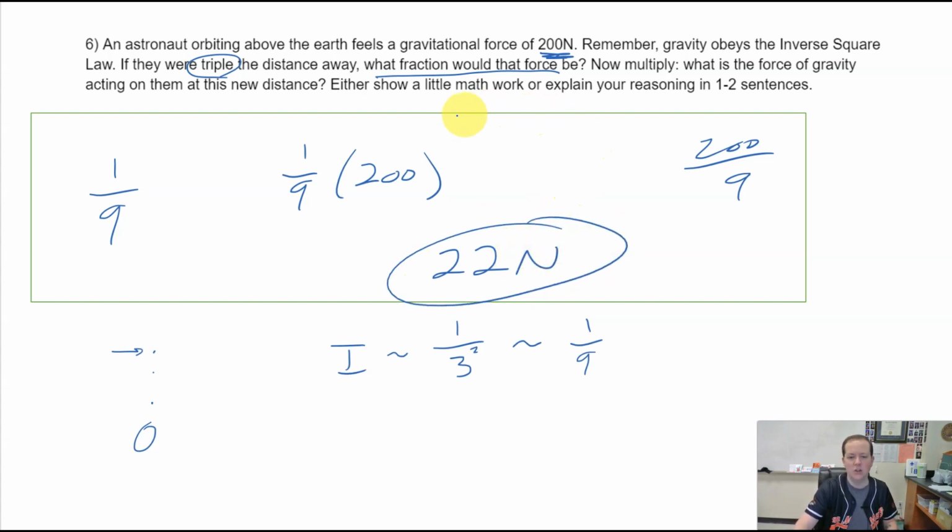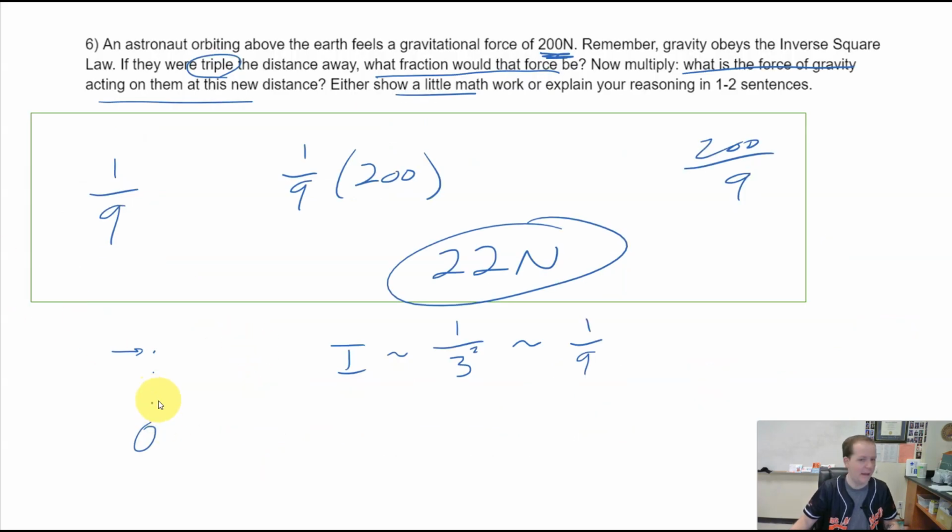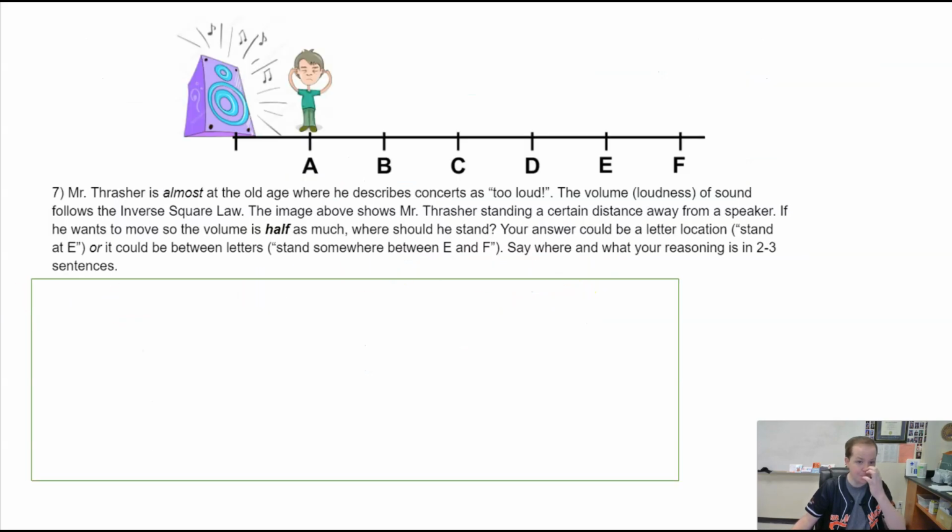So that's the calculation right here. Showing my little bit of math work. I'm multiplying the force of gravity acting at this new distance. Again, I realized by the inverse square law that if I'm 3 times as far away, it's 1/9 as much. I could even go up and check my graph. If I'm 3 times the distance, it's 1/9 as much. And if I knew the number here, I could find 1/9 as much. 1/9 of 200, use your calculator, that's about 22. That's number 6, okay?